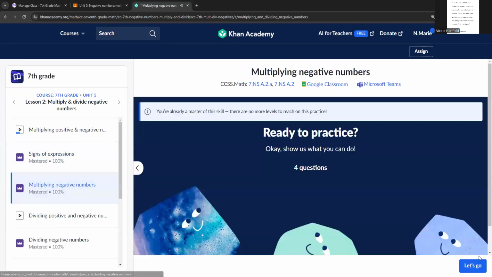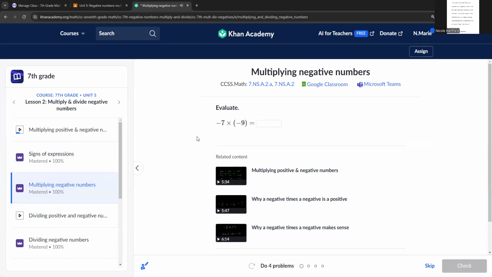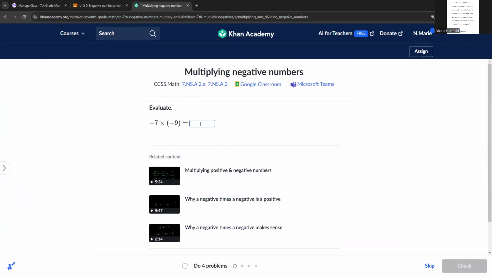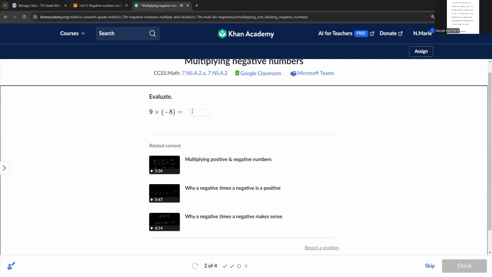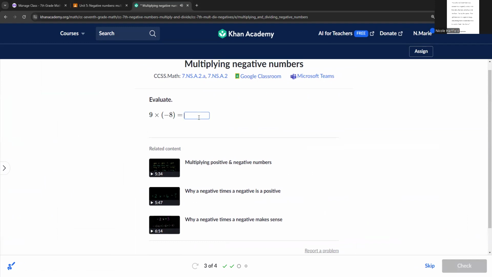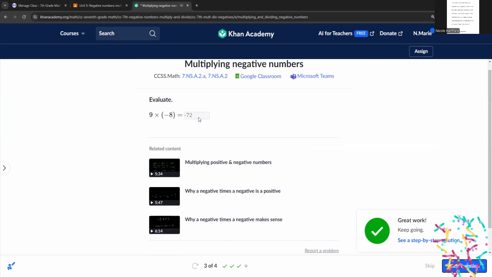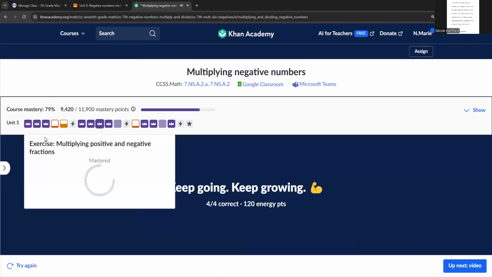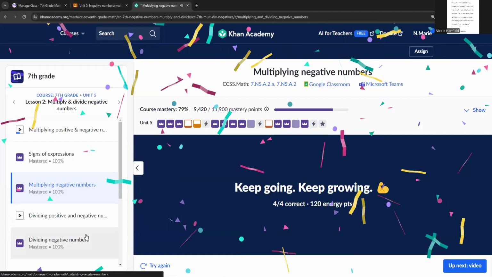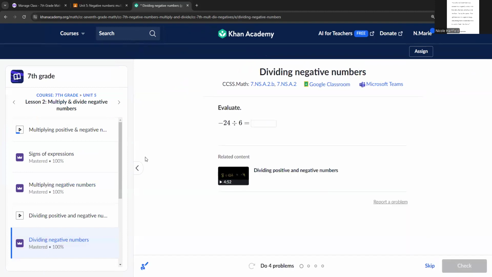So that part of the unit is pretty easy. They should honestly put this first. I don't know why, but let's do this. Two negatives make a positive. You should already know your multiplication tables. If you have one negative, your answer is negative. Two negatives, your answer is positive. Very simple. Same thing with dividing.